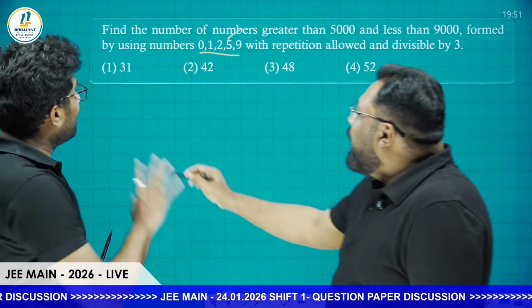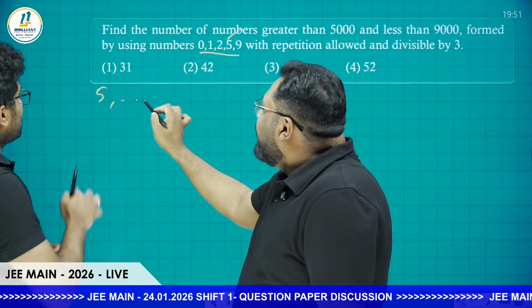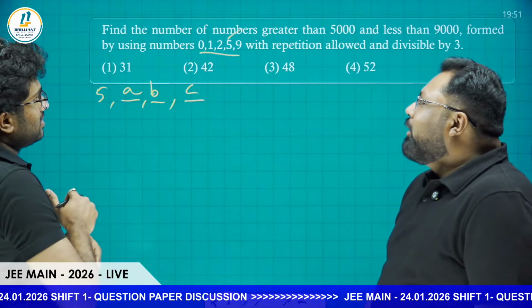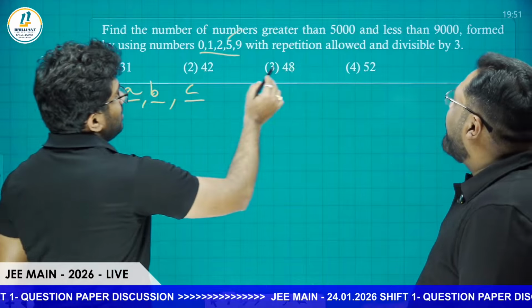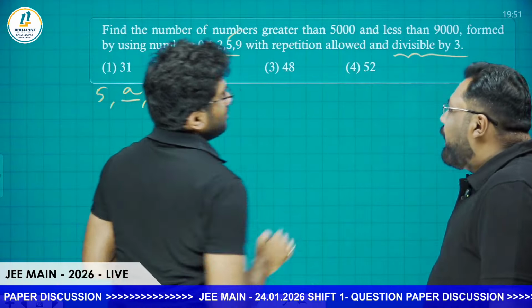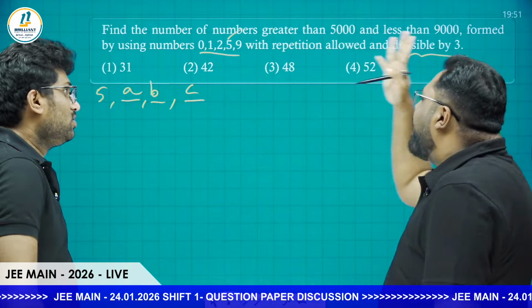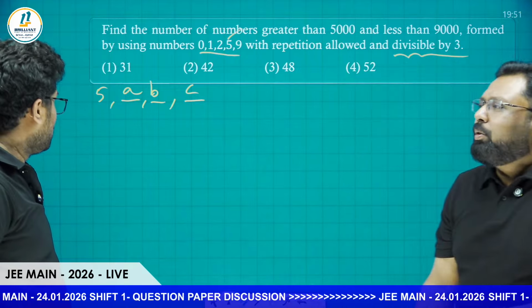Exactly, sir. So then only the last 3 digits you have to be concerned about. The first digit is anyhow fixed. So we have to only know what ABC is, using the digits 0, 1, 2, 5, 9. The number should be divisible by 3. So a number will be divisible by 3 if A plus B plus C is a number divisible by 3.